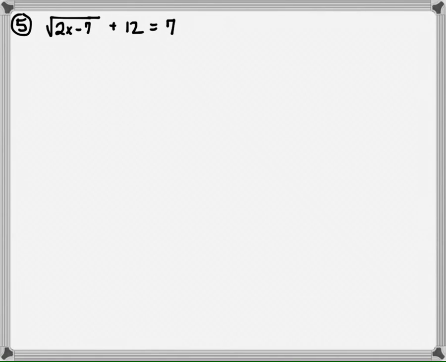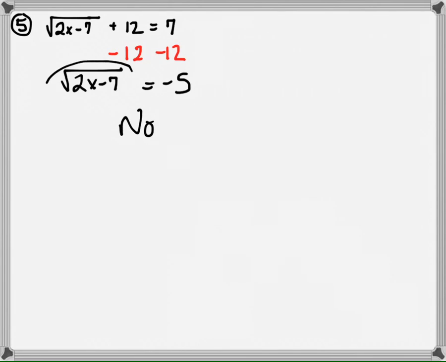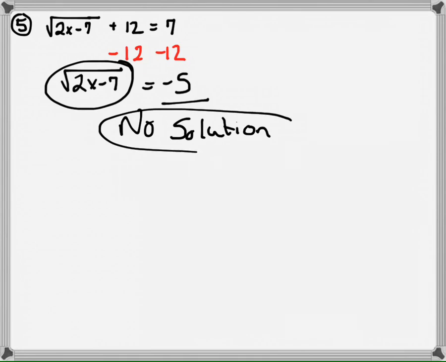Let's work one last problem. I'm going to subtract 12 from both sides. And I end up with the square root of 2x minus 7 is equal to negative 5. This is one that's going to have no solution. If you get your square root isolated and it's equal to a negative number, it is no solution every single time. You don't have to go any further.